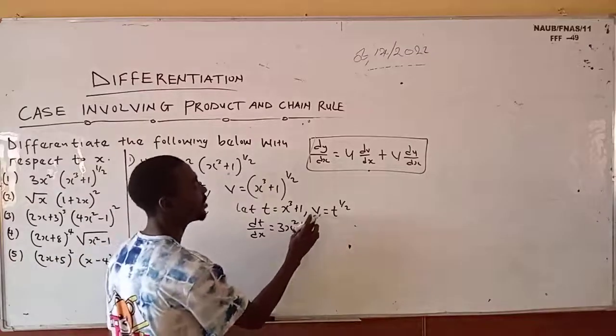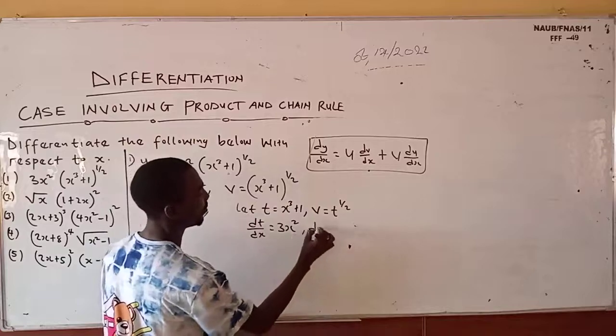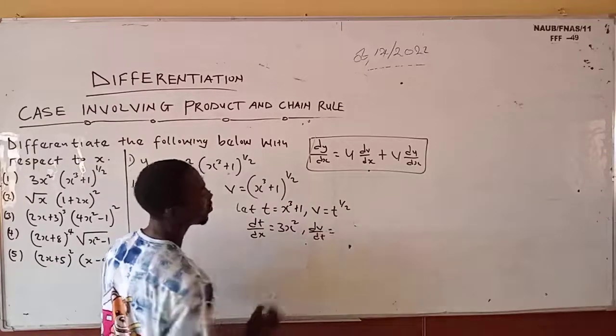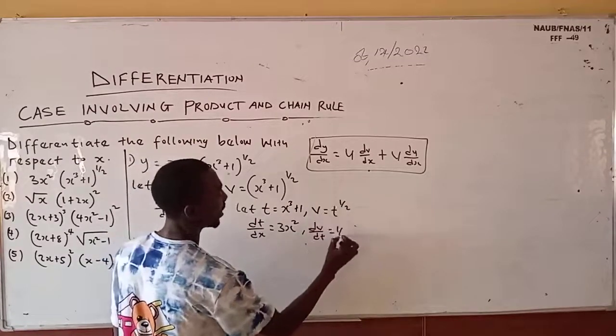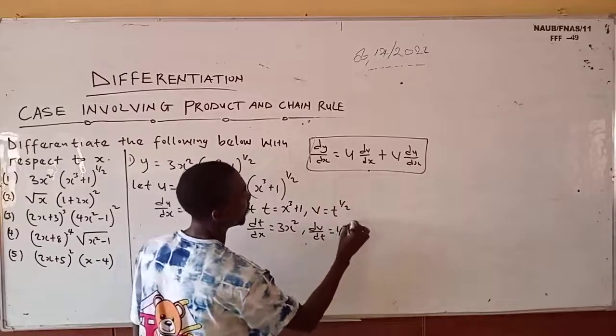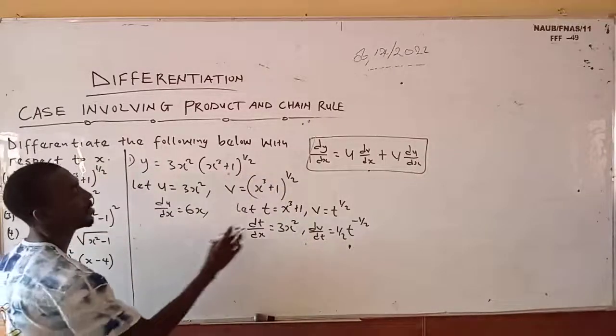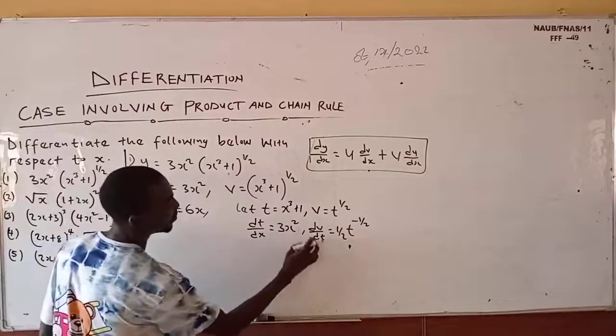So now let's differentiate this. Now if you want to differentiate, you differentiate v with respect to what? t. So dv/dt will be equal to, this one will come to the back, half t. Subtract 1. Half minus 1 is what? Minus 1 over what? 2. You get that? So now this is dt/ds, this is dv/dt.